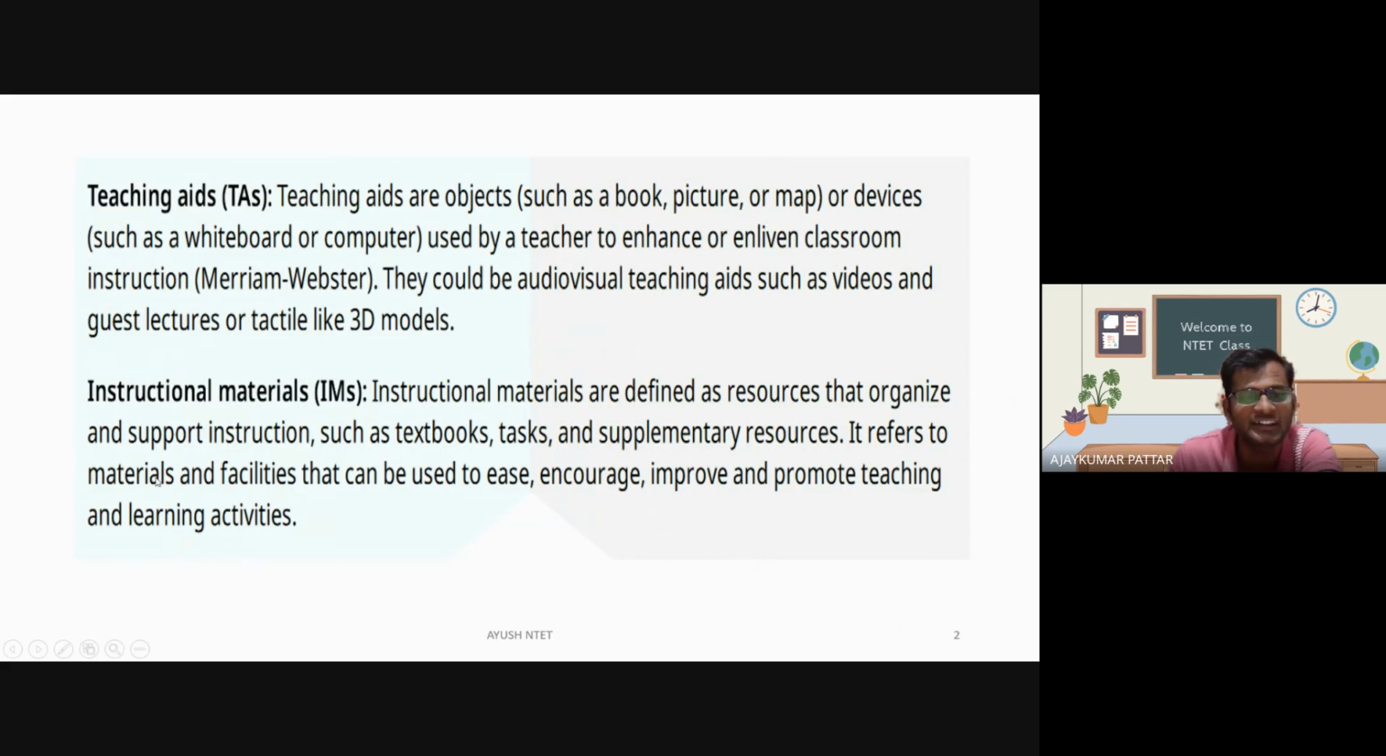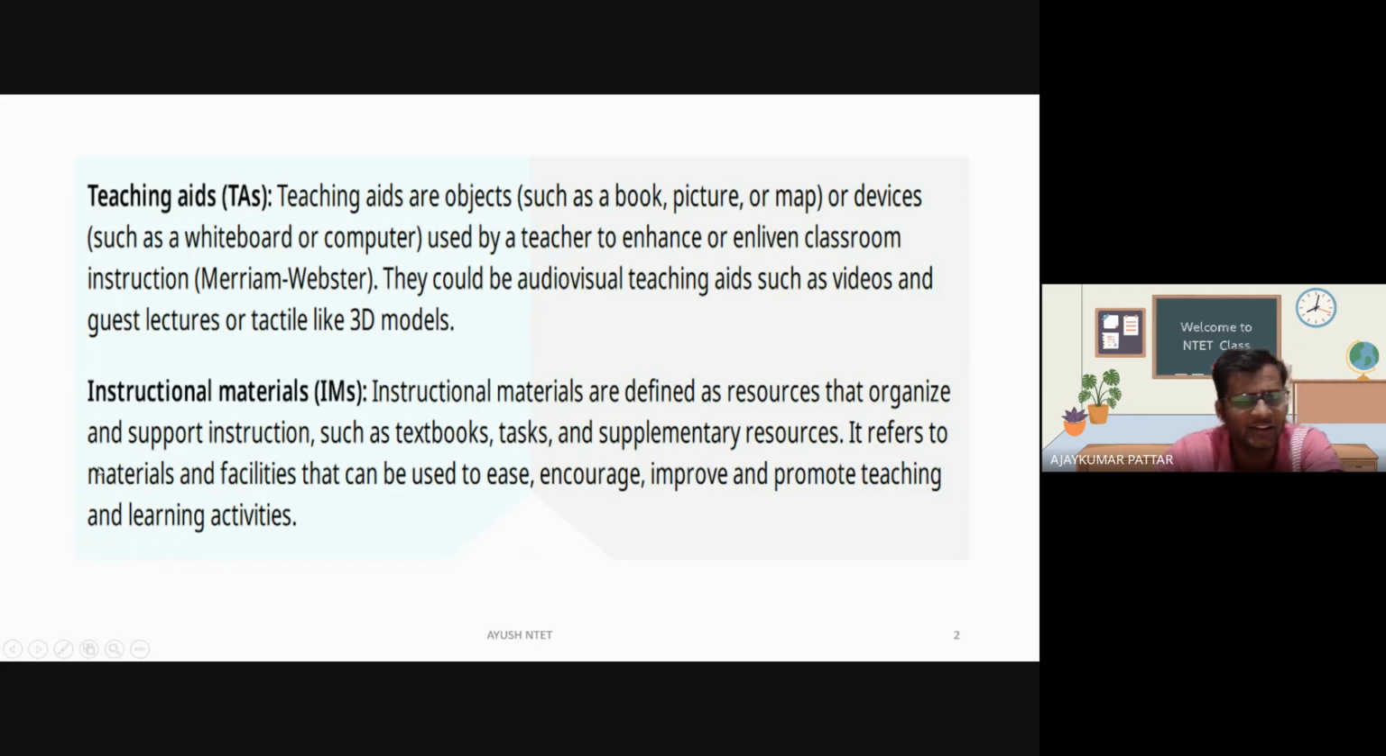It refers to materials and facilities. Instructional materials may be objects or facilities available at the institution that can be used to ease, encourage, improve, and promote teaching and learning activities. The materials or facilities provided by the institution that can be used to ease, encourage, improve, and promote teaching and learning activities are called instructional materials.